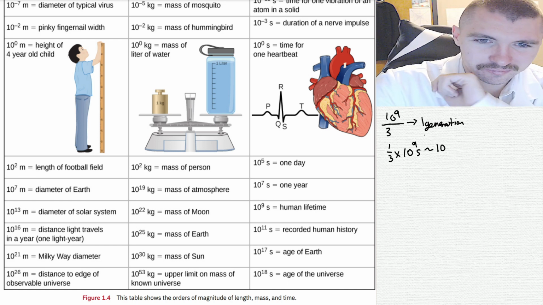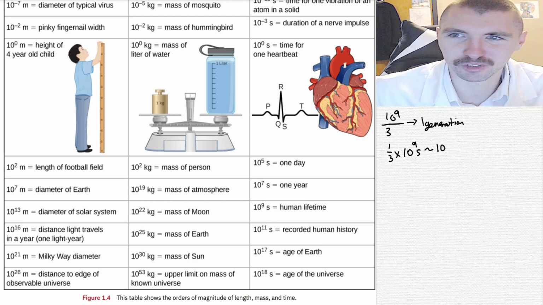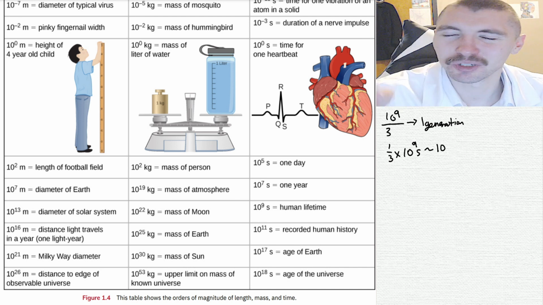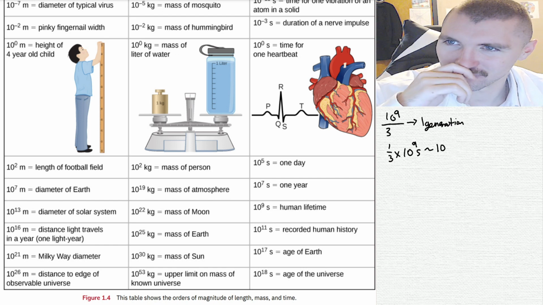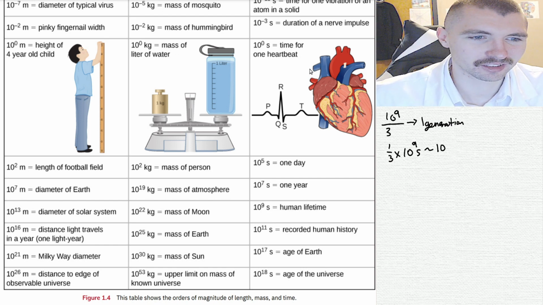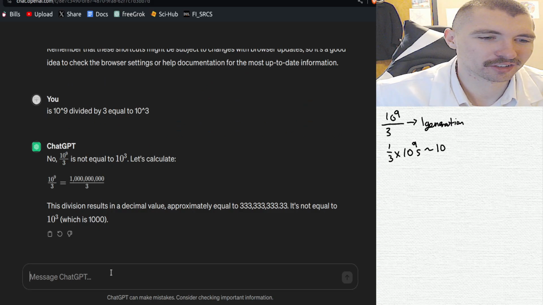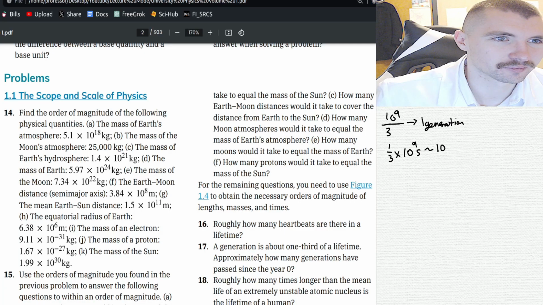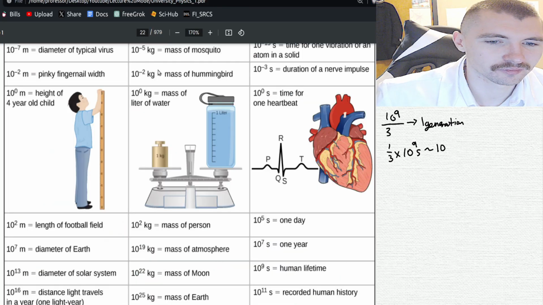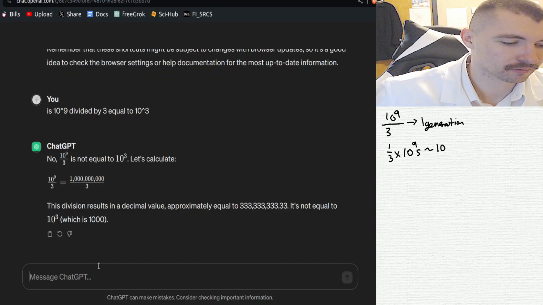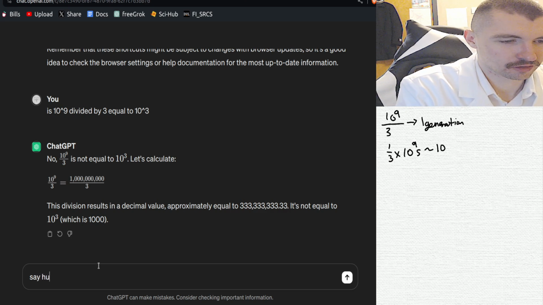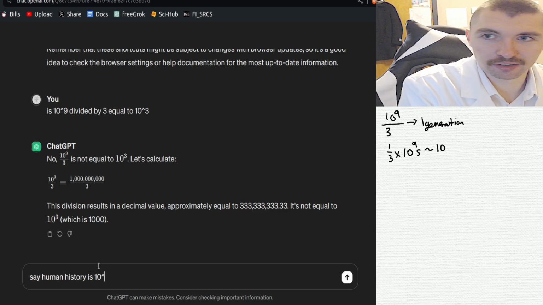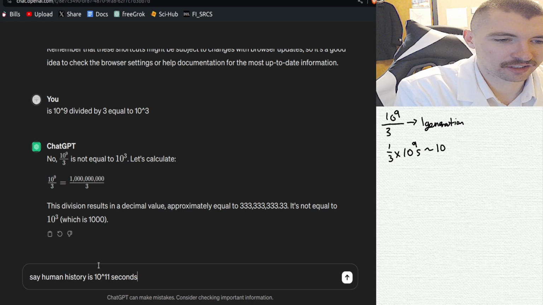I'm having trouble. I want to just write 10 to the 9, but I'm not 100% sure. Say human history is 10 to the 11 seconds and a lifetime is 10 to the 9.